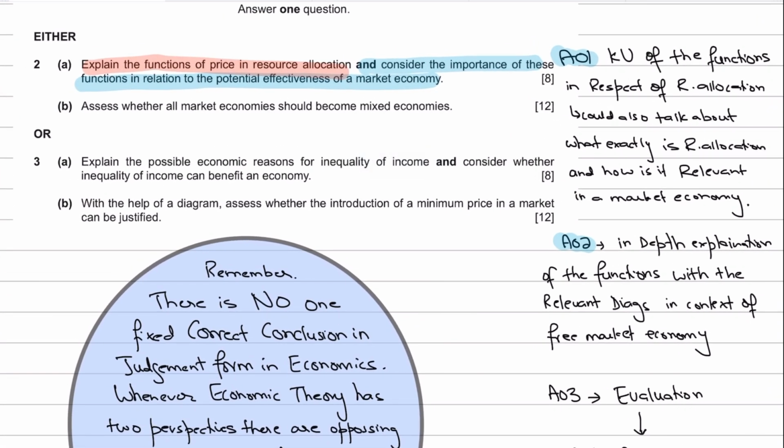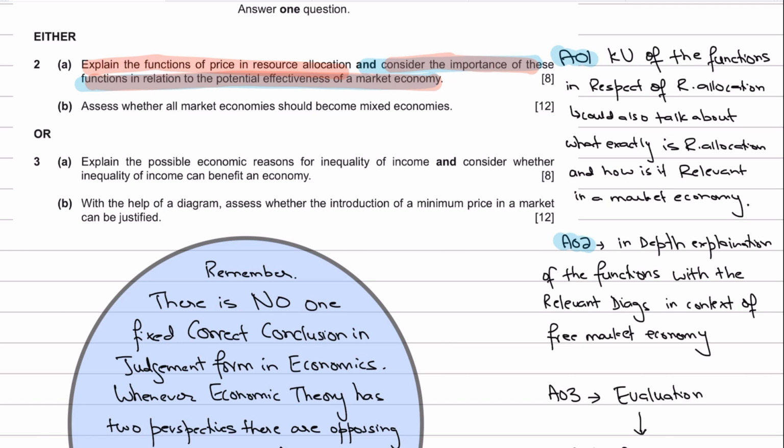And then consider the importance of these functions, as in how important they are as far as the potential effectiveness is concerned. This is basically your evaluation, to what extent are they important, or are they not. Obviously they are, and to an extent they are not that effective in allocating resources efficiently, because the objective of the price mechanism is to allocate resources efficiently. That's what Adam Smith said. No need for the government intervening. The price mechanism auto heals and auto corrects all sorts of inefficiencies.